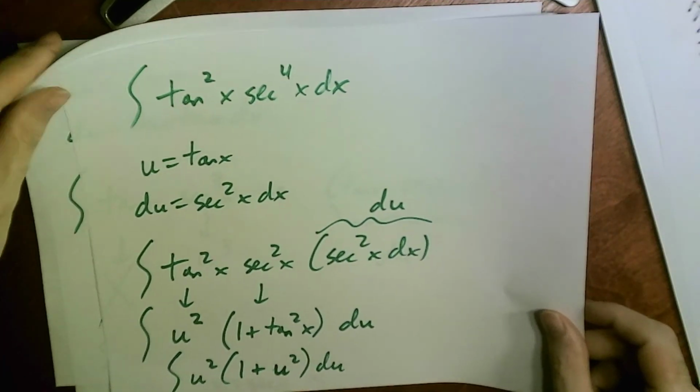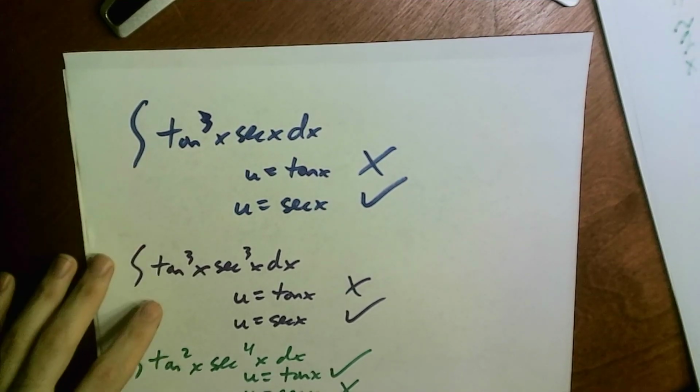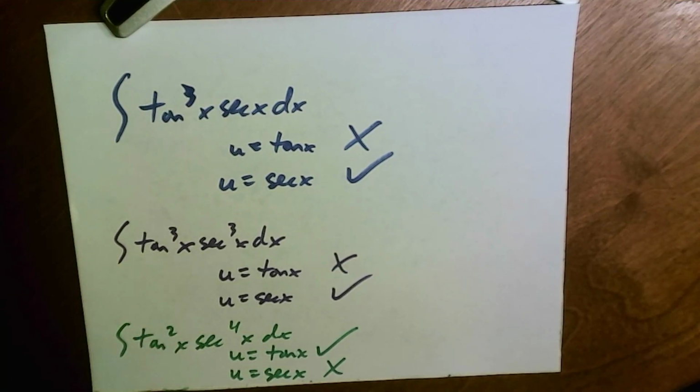Odd is good, odd is great, except for u subs of tangent. And that was our final conclusion. Odd is good, odd is great, except for u subs of tangent.